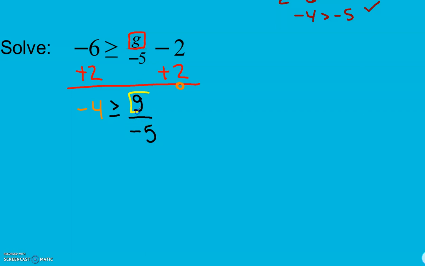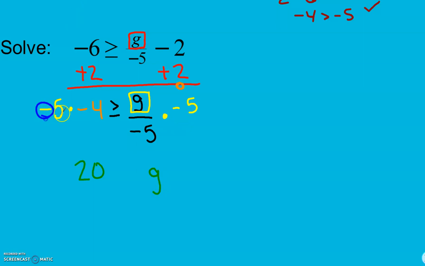Now, g is being divided by -5, so I get rid of division by multiplying. So I'm going to go ahead and multiply both sides by -5. Negative divided by negative gives me a positive. -5 divided by -5 gives me 1, and 1 times g is just g.